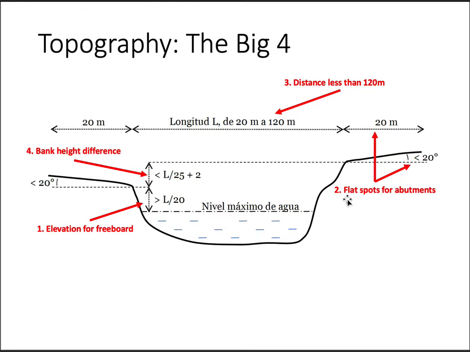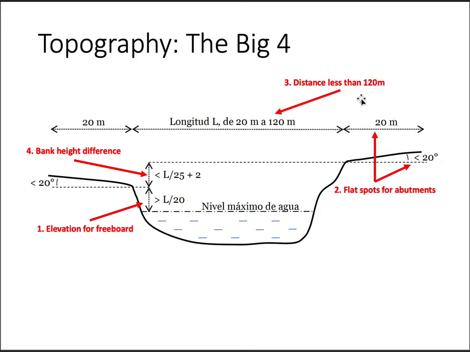Let's go to number 2, flat spots for the abutments. Pretty important, we need somewhere where we can actually construct the abutments. The important things to take into consideration are that it's less than 20 degrees slope, and that from the edge of the bank backwards away from the river, you have at least 20 meters. That gives you room to place the abutment and have room for excavations and construction.